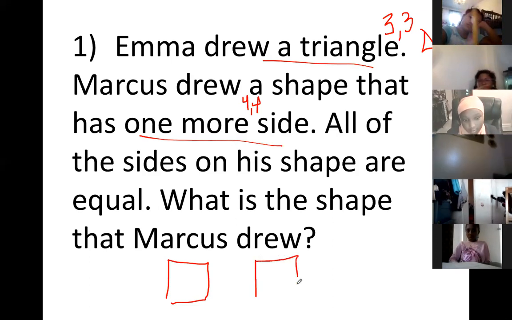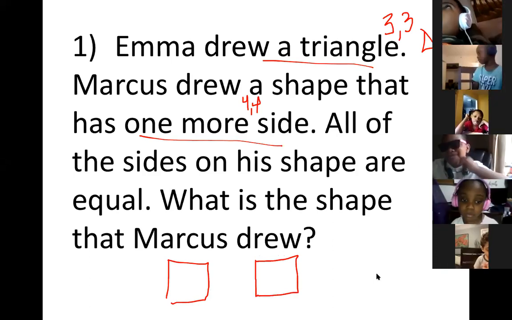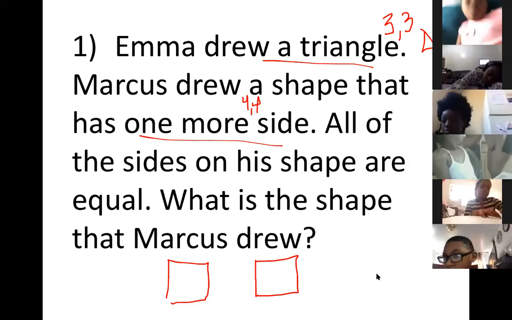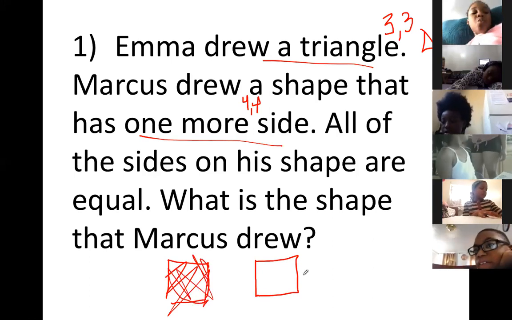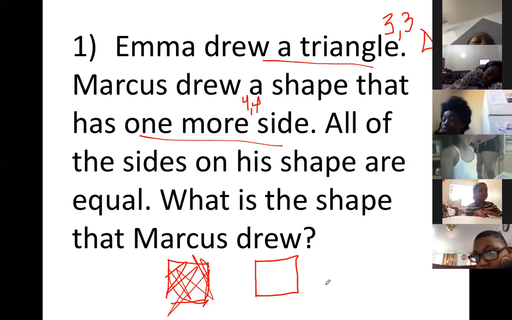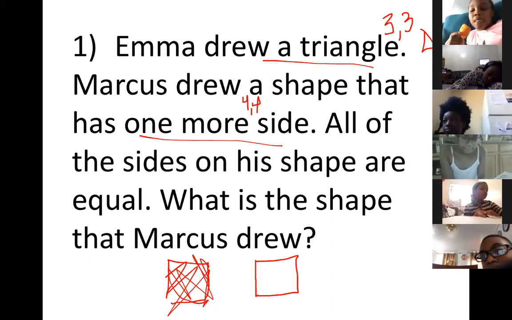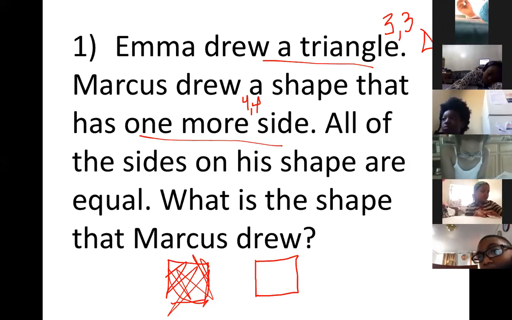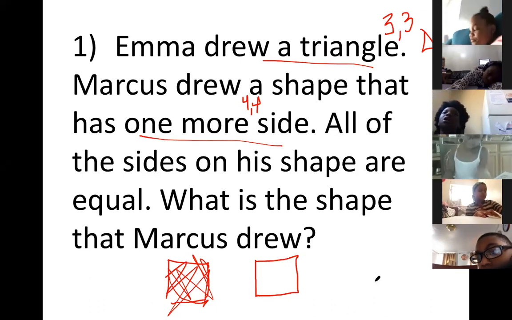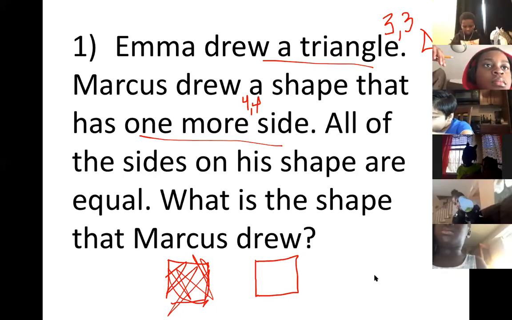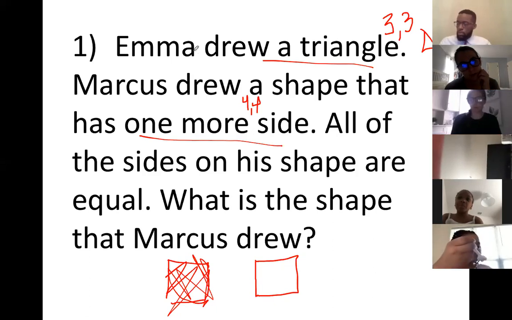All right. So Naima says a square or a trapezoid or a rectangle. Loretta, what do you think? Go ahead and unmute yourself, Loretta. I agree, but I kind of disagree with one part. It's because a rectangle doesn't have equal sides. Great. So what shape did Marcus draw then? Wait, I didn't hear you. What shape did Marcus draw? He drew a square. Why? He drew a square because a square has 4 equal sides.